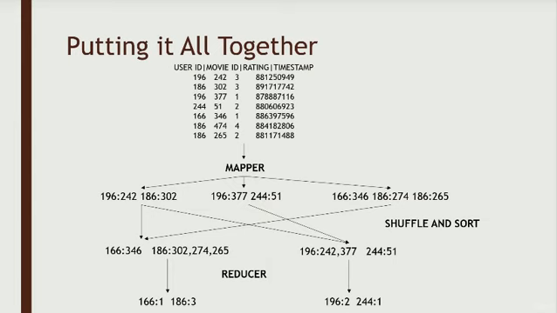Again, we started off with a bunch of movie ratings data. Our mapper extracted that into key value pairs, and then our shuffle and sort operation organized all the values associated with each unique key, which then got fed to our reducer to produce our final output. So what's actually happening here?